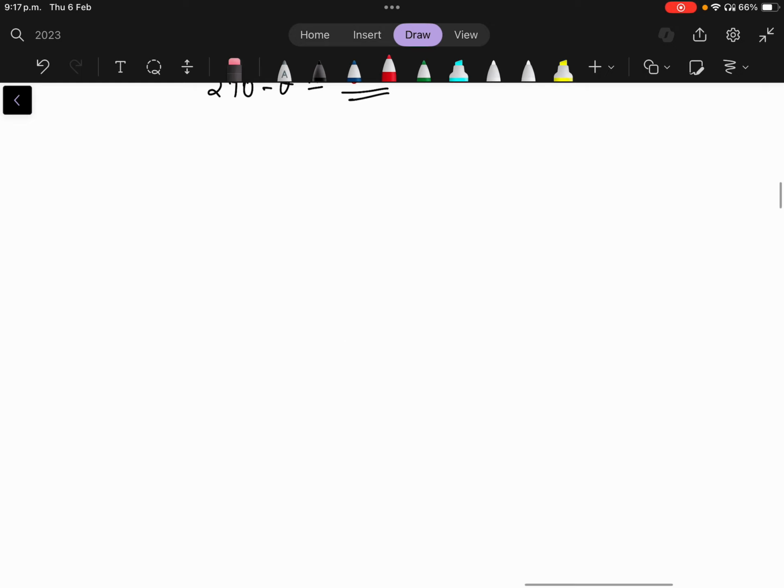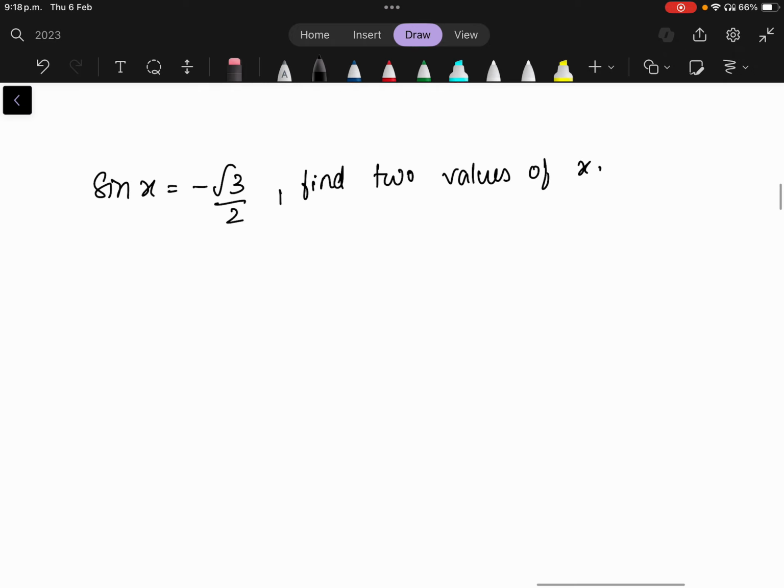Okay, let me take one small example and show you. See, there's a question here. Sine x is equal to minus root 3 over 2. Find two values of x. Okay, so sine x is equal to minus root 3 over 2. So first you can find out x is equal to sine inverse of root 3 over 2, and you will get 60 degrees.